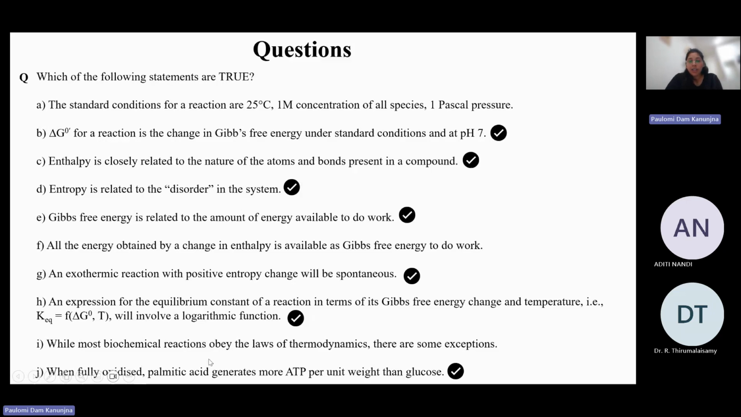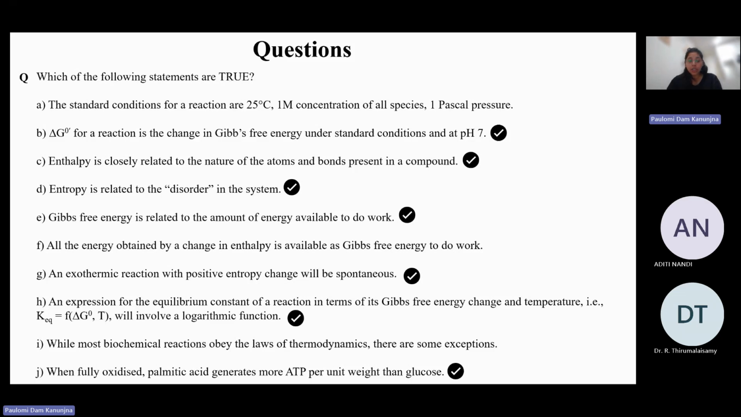I, while most biochemical reactions obey the laws of thermodynamics, there are some exceptions. That is incorrect. There is no exception to any biochemical reaction. All biochemical reactions follow the laws of thermodynamics, which are the two that we have discussed. And lastly, which I think you got correct, when fully oxidized, palmitic acid generates more ATP per unit weight than glucose. This we did in the previous session, because fatty acids are more reduced than glucose, and that's why they generate more ATP. But that's okay. That was the answer to this.